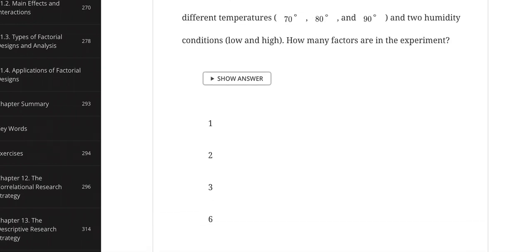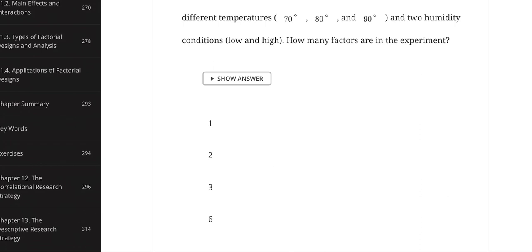A researcher who is examining the effects of temperature and humidity on the eating behavior of rats uses a factorial experiment comparing 3 different temperatures, 70, 80, and 90 degrees, and 2 humidity conditions, low humidity and high humidity. So how many factors are in this experiment? Remember, factor is the same thing as independent variable. So the 2 variables that we have conditions for are temperature and humidity, right?